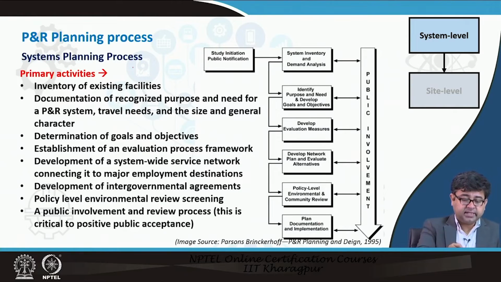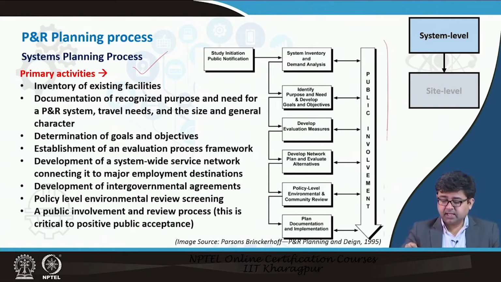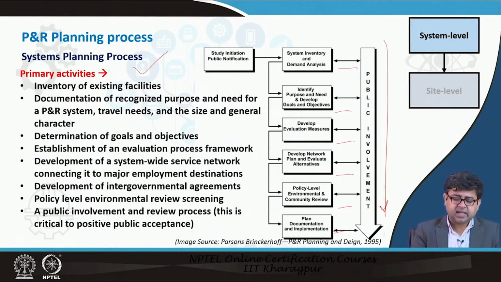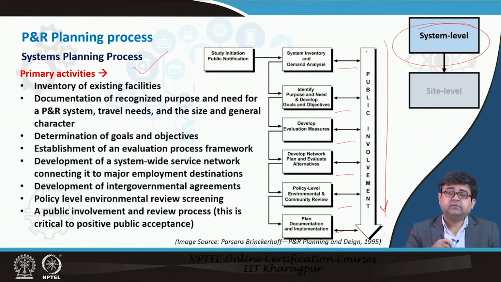So, the primary activities in this, and this is a list of all the activities, and you would see that public involvement is there in each of these steps. All of these activities are pretty generic in nature, but they have to be followed so as to develop park and ride at a system level. Otherwise, you would see that they work well at an individual level but not very well at a system level, right. So, you first have to have an inventory, of course.